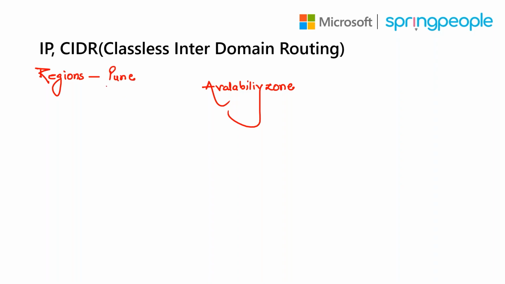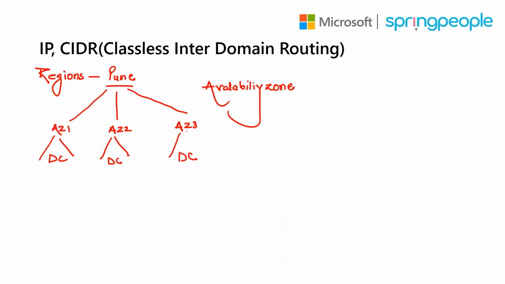Now what AWS did, under Pune, they created more than one availability zone. Let's say 3 availability zones: availability zone 1, availability zone 2, and availability zone 3. Now what are availability zones? They are nothing but clusters of data centers, where you are going to deploy your storage, your servers, networks. So here there are buildings. Somewhere in some building, I am going to create my server.